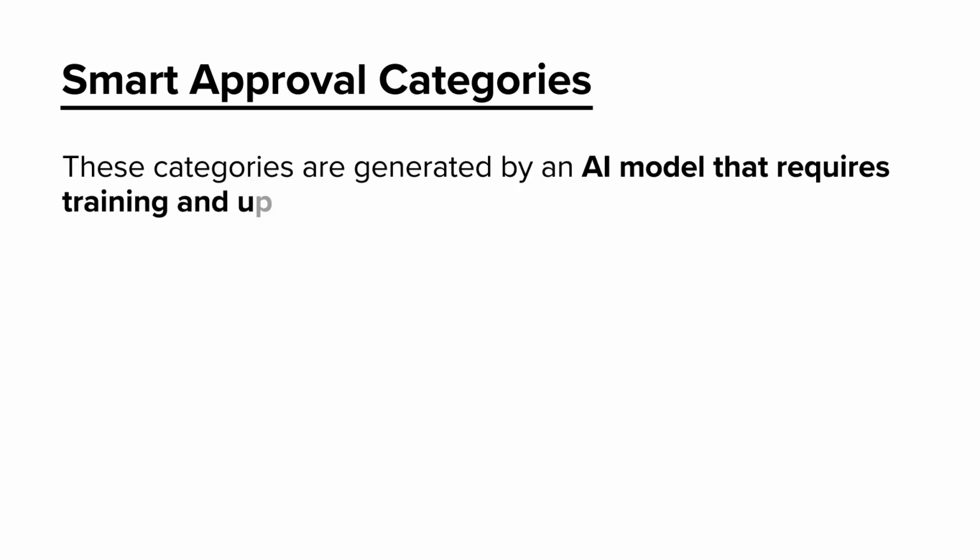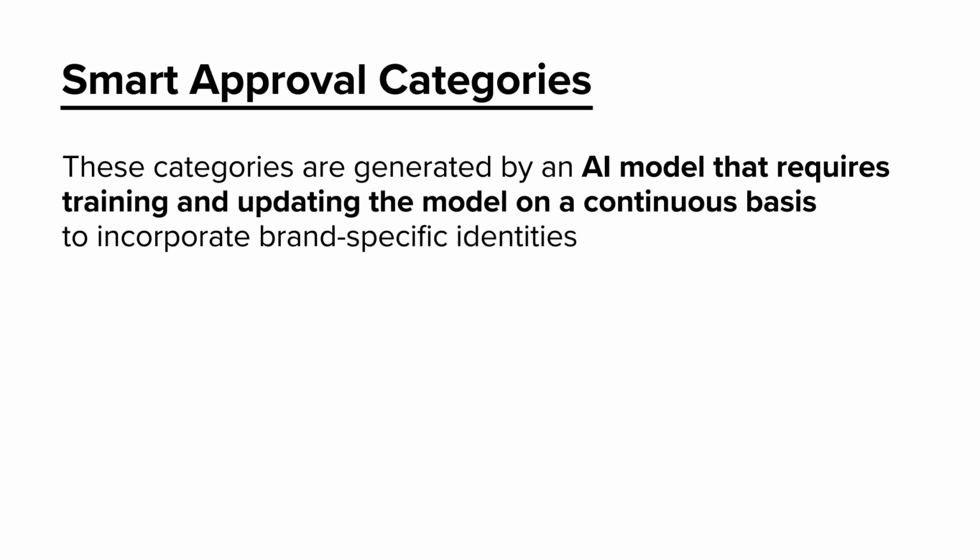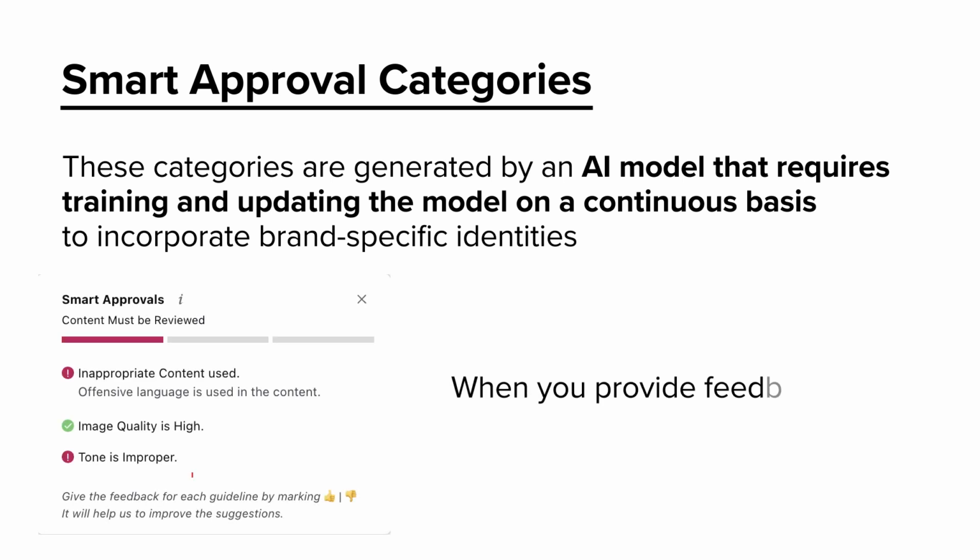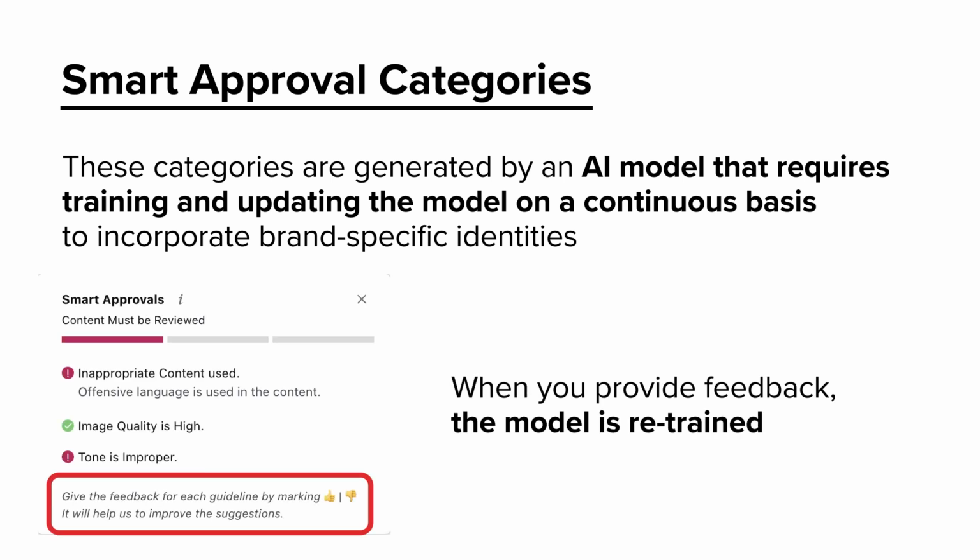Smart Approvals flags inappropriate posts and messages based on multiple categories. These categories are generated by an AI model that requires training and updating the model on a continuous basis to incorporate brand-specific identities. When you provide feedback, the model is retrained. Let's take a look at the categories within Smart Approvals.